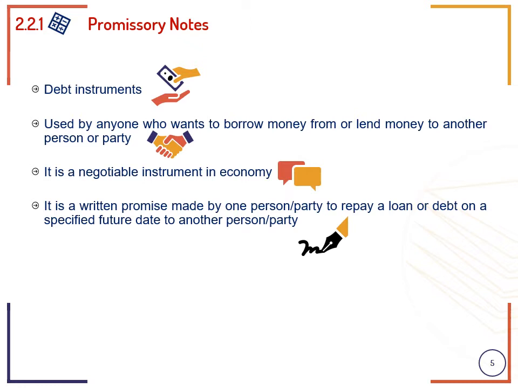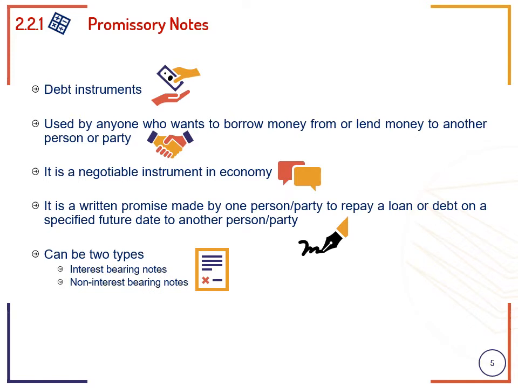Promissory notes are negotiable documents and can be of two types: interest-bearing notes and non-interest-bearing notes. For an interest-bearing note, the rate of interest is stated on the note and is usually a simple interest rate.